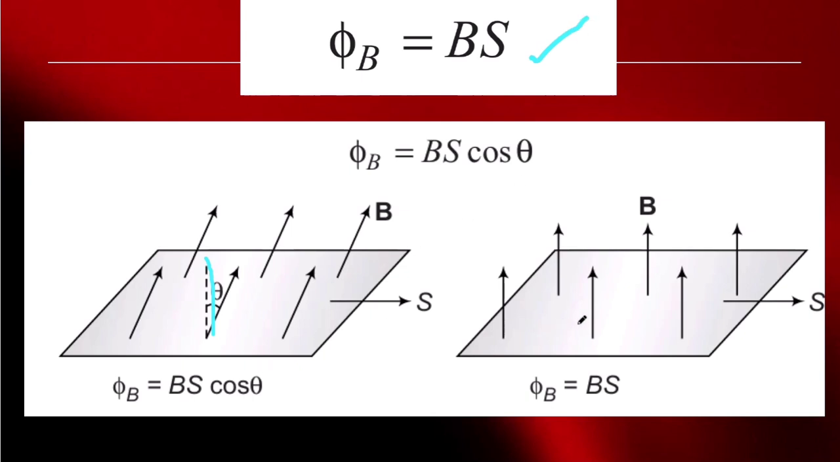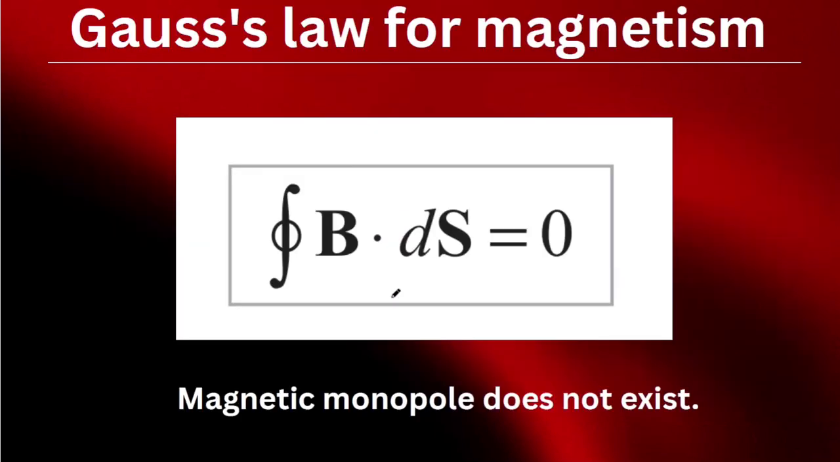Now here is another pictorial depiction. In the first picture, the magnetic field lines are not parallel to the surface area vector. It makes angle theta with the surface area vector, so the flux is phi b equals b s cos theta. But in this case the magnetic field b is parallel to the surface area vector, and so we get magnetic flux phi b equals b s. So we get the flux. Now Gauss's law for magnetism.